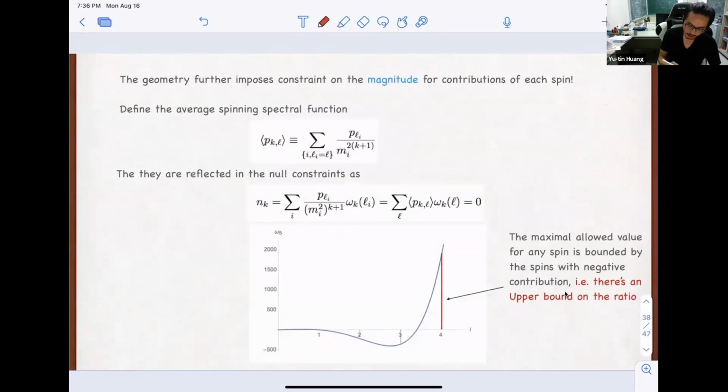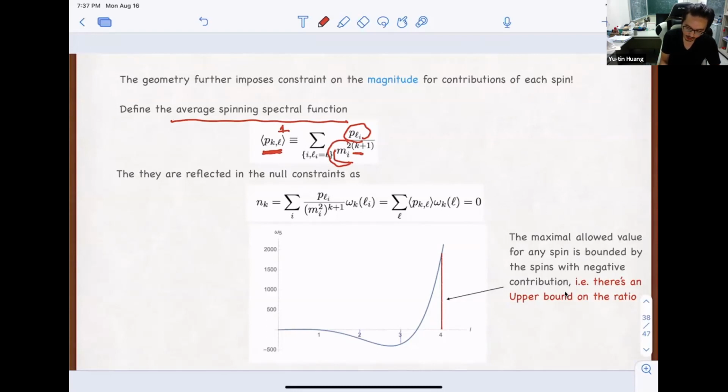And not only is the spin content constrained, you also have constraints associated with the spectral function. So let's define the average spinning spectral function, which is basically just a spectral function weighted by the mass of the state. So for example, if I want spin 1, then I will consider all the UV states that have spin 1 weighted by their mass to a particular k power. And this defines my average spectral function.